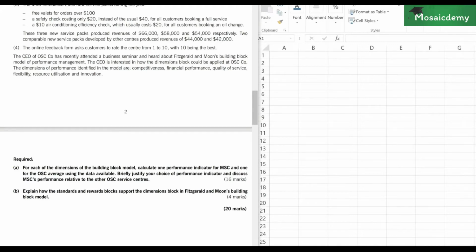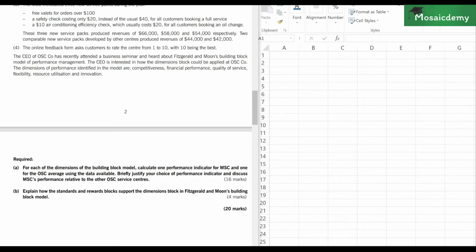So these 6 dimensions, for each of them, we need to calculate one performance indicator for MSC, which is one of the companies above, and one for the OSC average using the data available. So for each of the 6 dimensions, we need to calculate a relevant performance indicator related to that particular dimension. After that, briefly justify your choice of the performance indicator. We need to justify why we picked that particular performance indicator for each dimension.